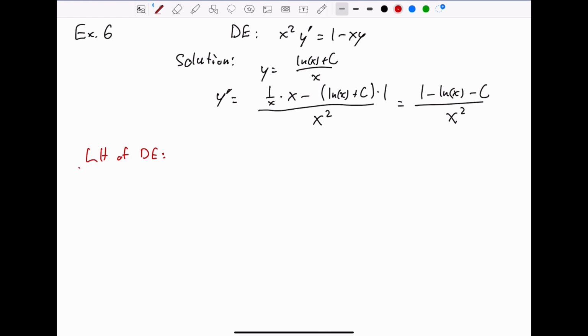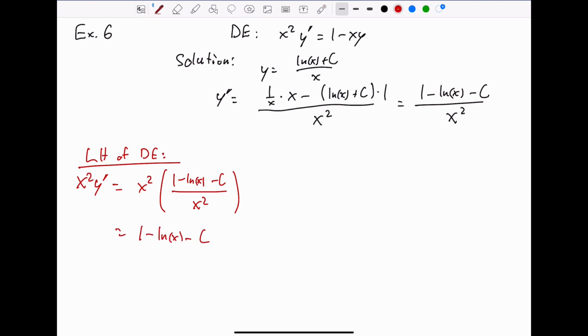Left-hand side of the differential equation is x squared y prime. So x squared and then y prime we just solved. This is that function there. So 1 minus natural log x minus c divided by x squared. We can do some simplifying here. The x squareds will cancel, and we are left with just the numerator, 1 minus the natural log of x minus c. Now let's focus on the right-hand side of the differential equation.